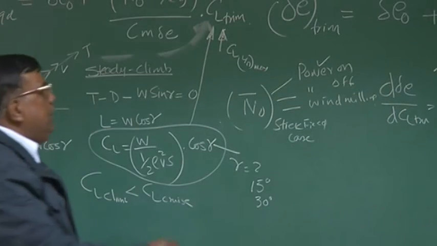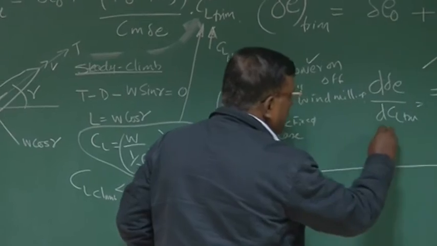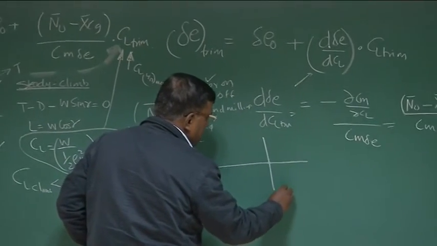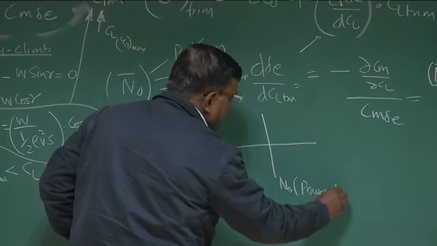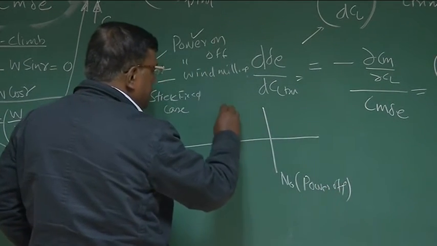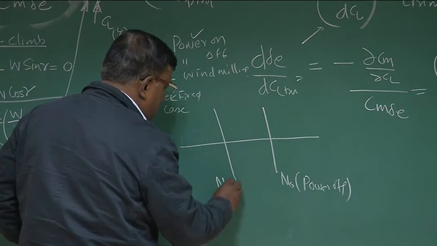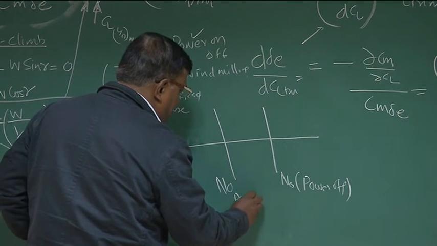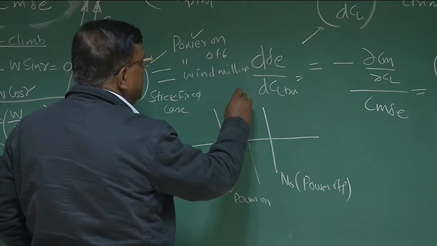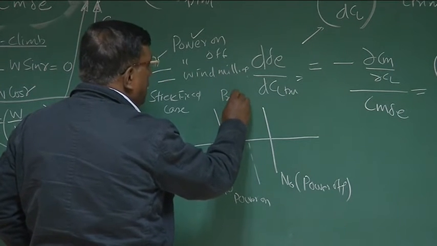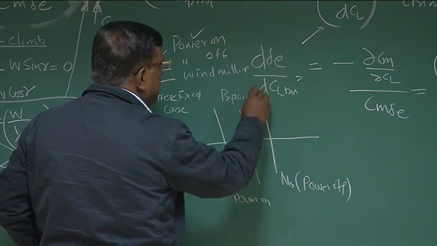At this point, you should remember that we have already proved that if this is N naught power off, most stable case, this is N naught power on, and this is propeller windmilling.